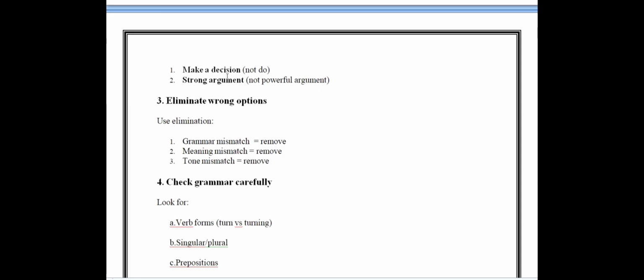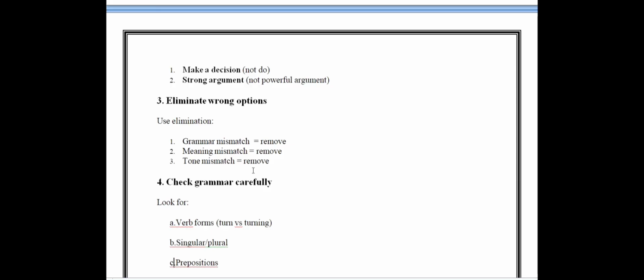Right. Number 3, eliminate the wrong options. If you're not able to hit the nail properly, then focus on the elimination process. When there is a grammar mismatch, immediately remove it. If there is a meaning mismatch, immediately remove it. If there is a tone mismatch, again immediately remove it. The tone means whether it is a positive situation or a negative situation. That is called tone.